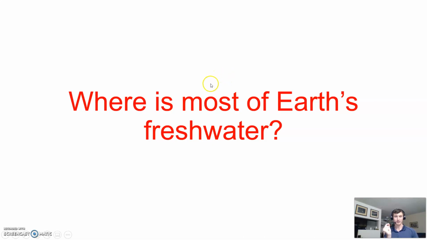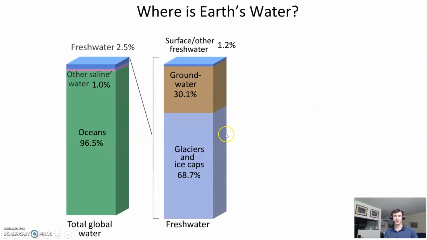Begs the question, so here, where is most of Earth's fresh water? And this one is a little bit more difficult, so I would encourage you to think about this one for a moment. So, counter to most of our intuitions, right? We would think, oh, well, probably lakes and rivers. It's actually, for the most part, tied up in glaciers and ice caps, solid freshwater.